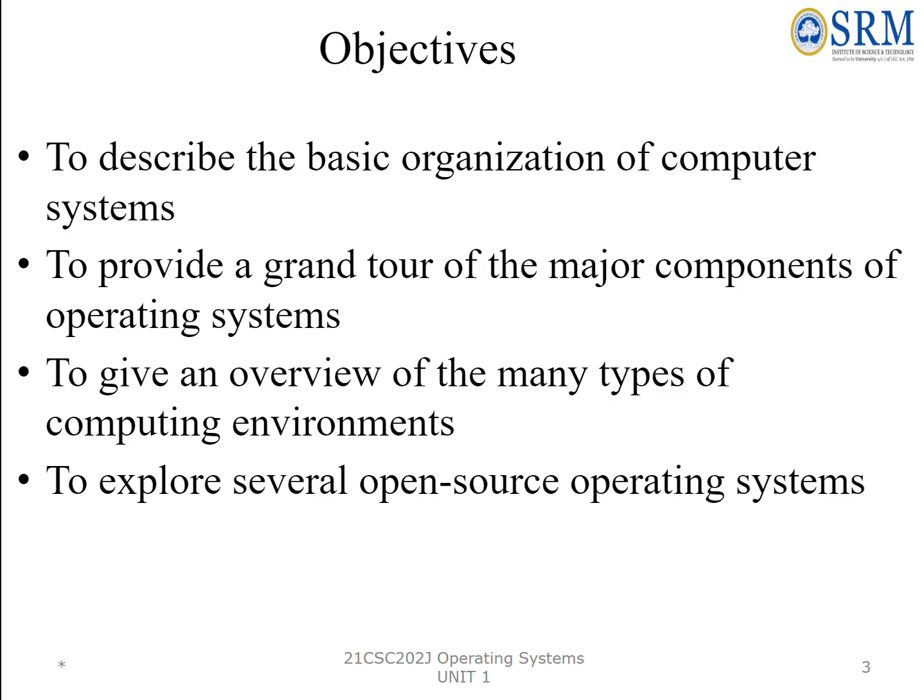The first objective of the operating system is to describe the basic organization of the computer system. That is the first objective. Then, to provide a grand tour of the major components of the operating system, to give an overview of the many types of computing environments, and to explore several open source operating systems.